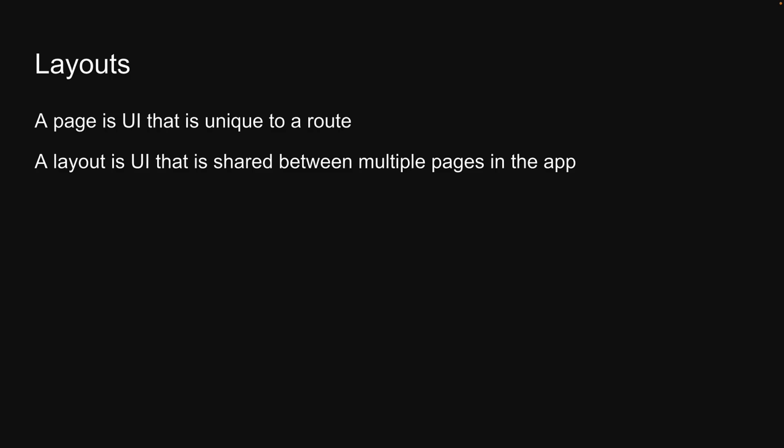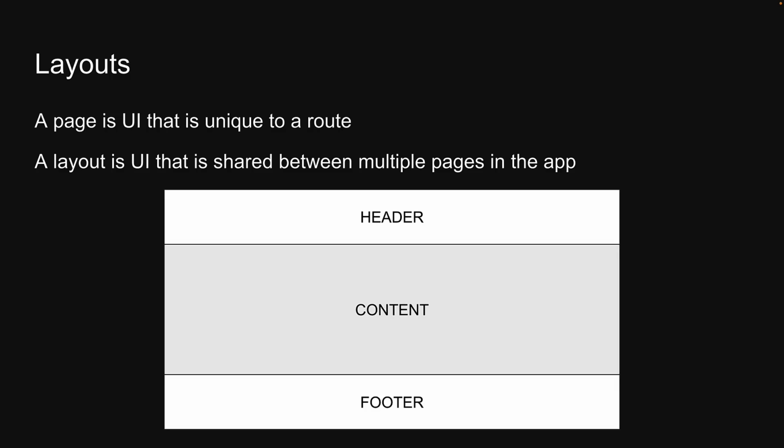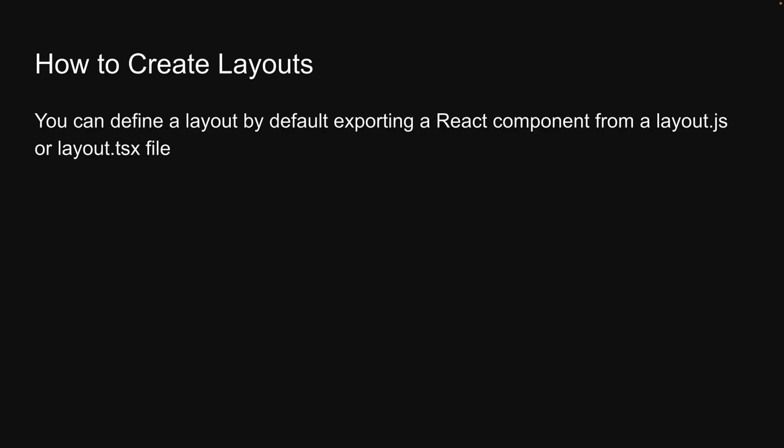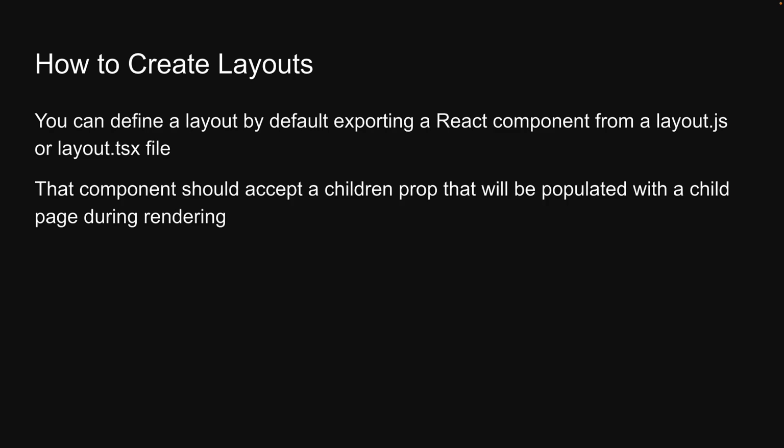When building apps, it is common to have a consistent layout across different pages, such as a header at the top and a footer at the bottom. With the introduction of layouts, achieving this becomes much easier in Next.js. So how do we create a layout? You can define a layout by default exporting a React component from a layout.js or layout.tsx file. That component should accept a children prop that will be populated with a child page during rendering.